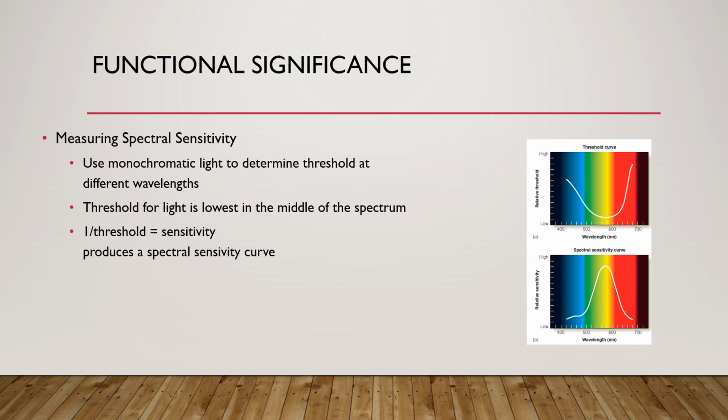The threshold for light is lowest in the middle of the spectrum. You can see right around 550 nanometers we have our lowest threshold, which is up at the top of this figure. And if we flip that around, since 1 divided by threshold is our sensitivity, we have our greatest sensitivity right around 550 nanometers of light as well.